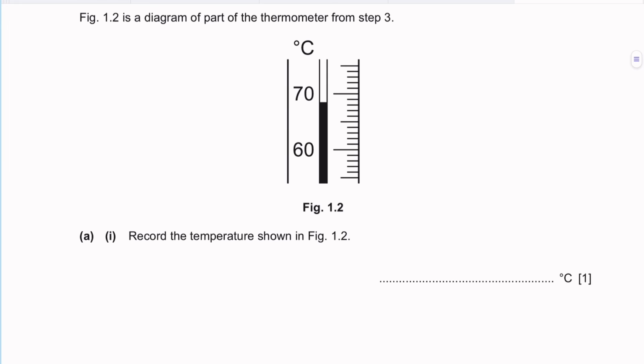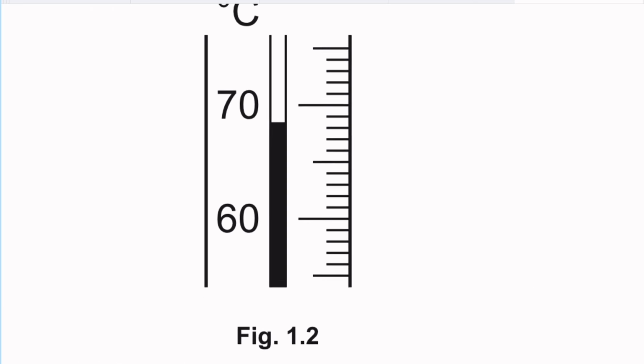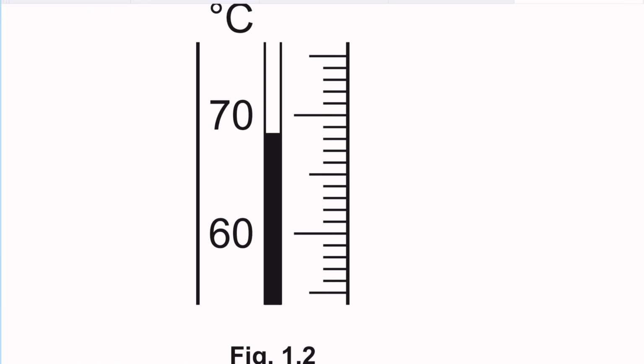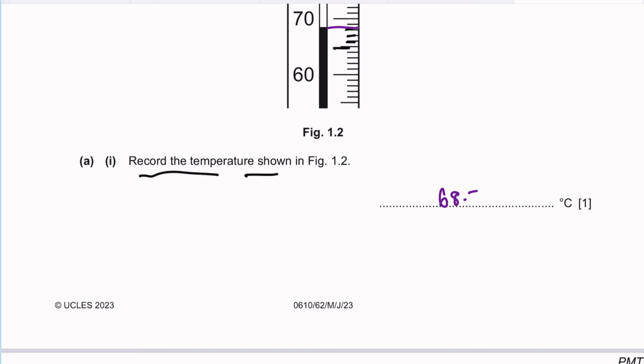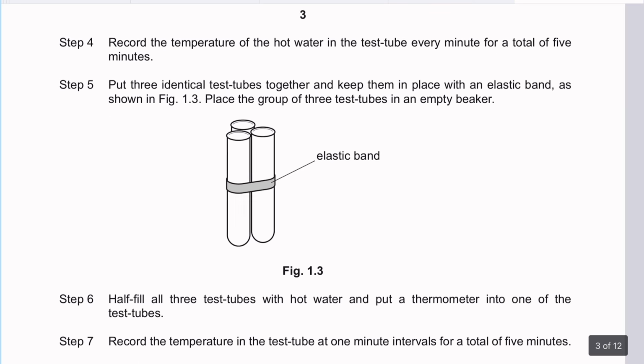Okay, so the first question most likely will be, record the temperature as shown in the figure. So as you can see, this is approximately your 65, 66, 67, 68, 68.5 approximately, I would say. So that is your answer, 68.5. And degrees Celsius is already put for you.